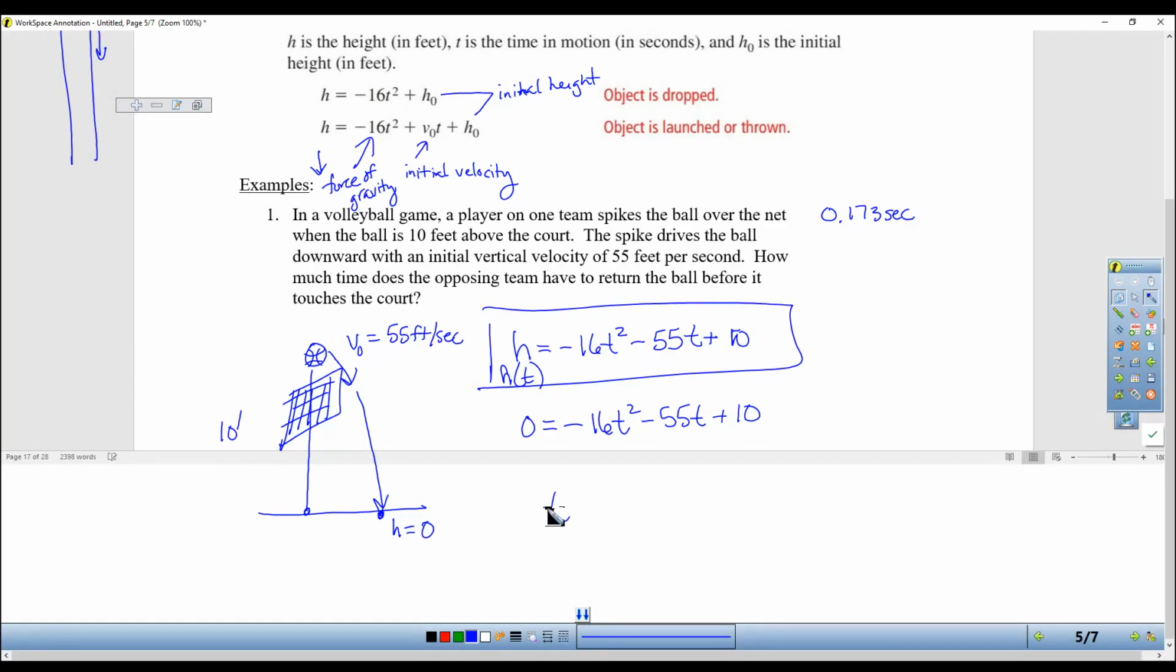So t is going to be the opposite of b plus or minus the square root of b squared minus 4ac, all over 2 times a. Now this is a lot to plug into your calculator. So I'm actually going to do it for you, and you're going to love it. There's actually a very easy and cool way to do it.